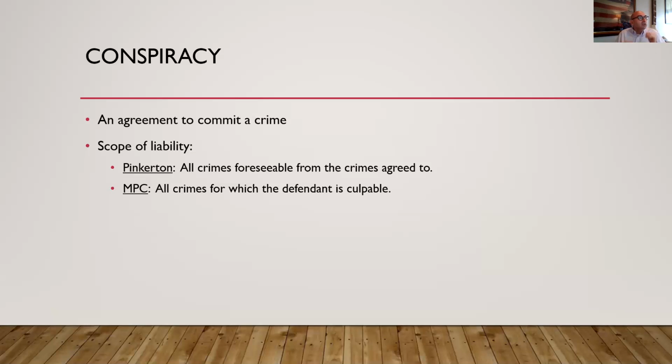Under Pinkerton, you are liable for all crimes that are foreseeable from the crime you agree to commit. You agree to commit a robbery, and someone's killed during the course of the robbery. You're on the hook for the robbery.